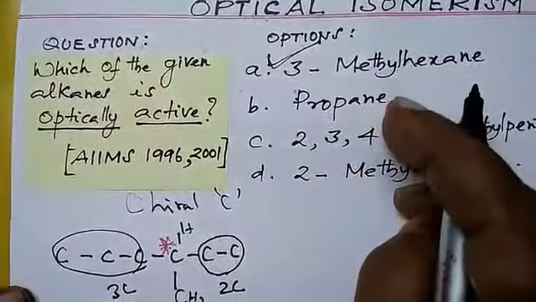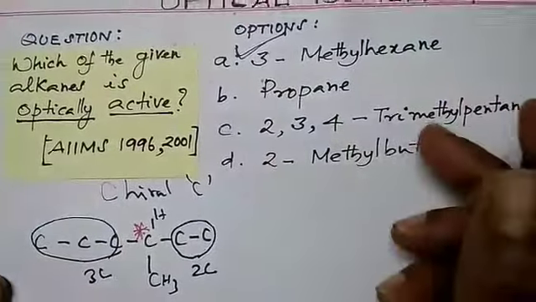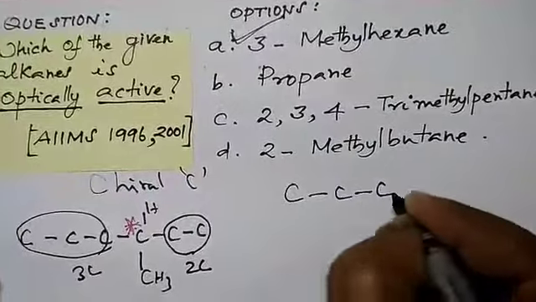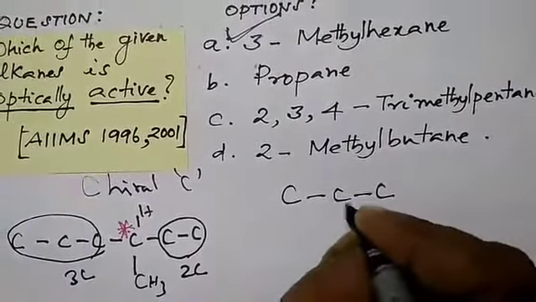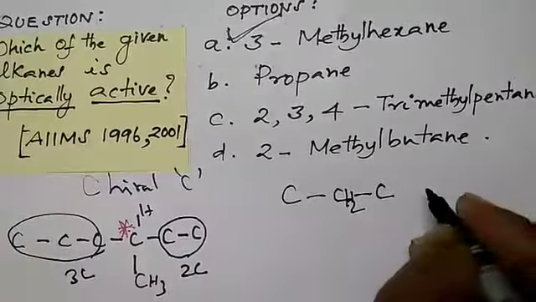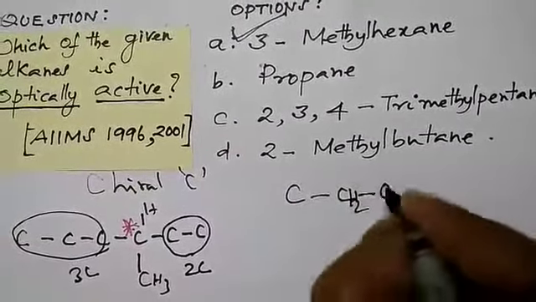Even though we have identified it, let us go and eliminate the remaining options. Next given is propane. Give the structure of propane. This is CH2, so this carbon is not chiral, because both are similar groups.